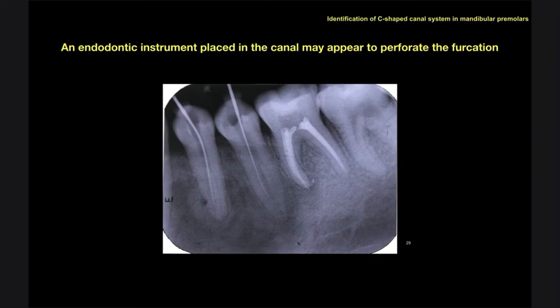Also, when you are doing the root canal therapy, and you put an endodontic instrument, a K-file, into the root canals and take an X-ray, the radiograph may appear as if there's a perforation in the furcation. This picture shows the first premolar and the second premolar. It seems like there's a perforation in the furcation area.